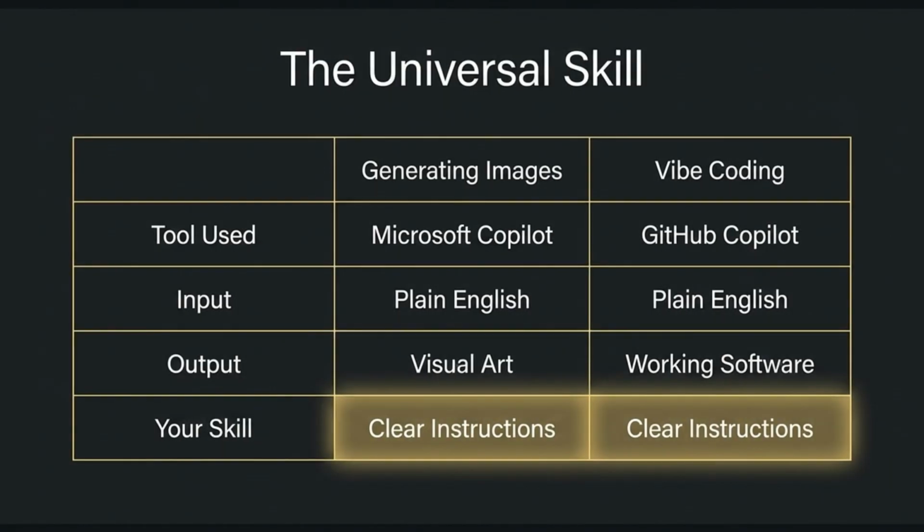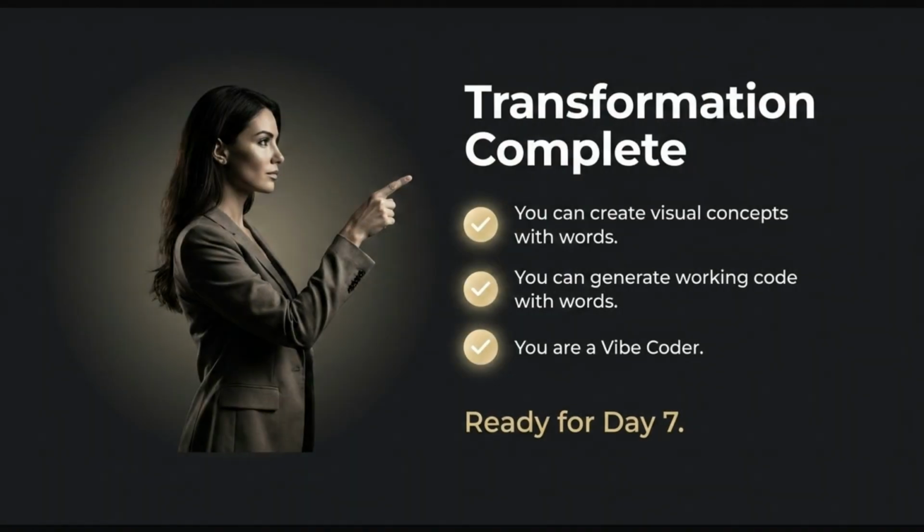The universal skill for both generating images and vibe coding is providing clear instructions. Whether you use Microsoft Copilot for art or GitHub Copilot for software, the input is plain English. Transformation is complete. You can now create visual concepts and generate working code with words. You are officially a vibe coder, ready for Day 7.